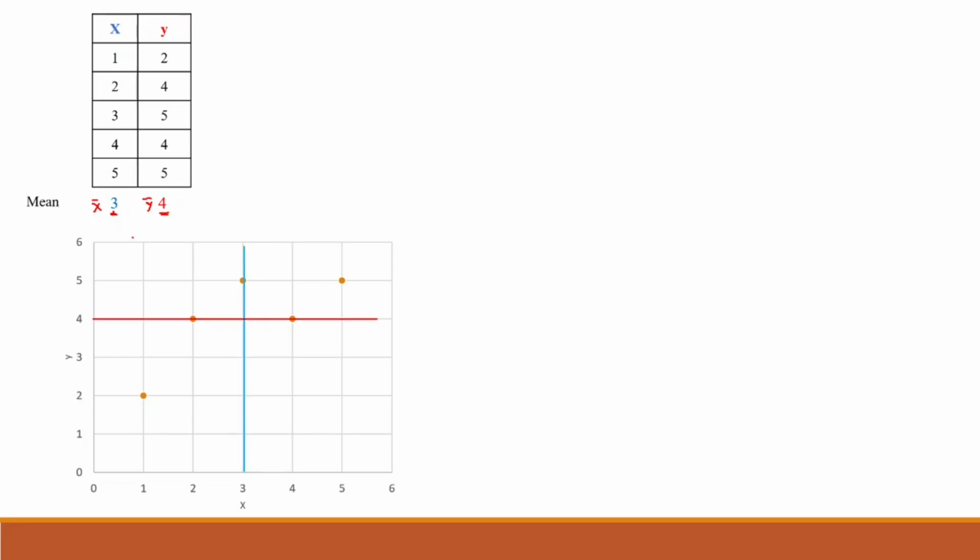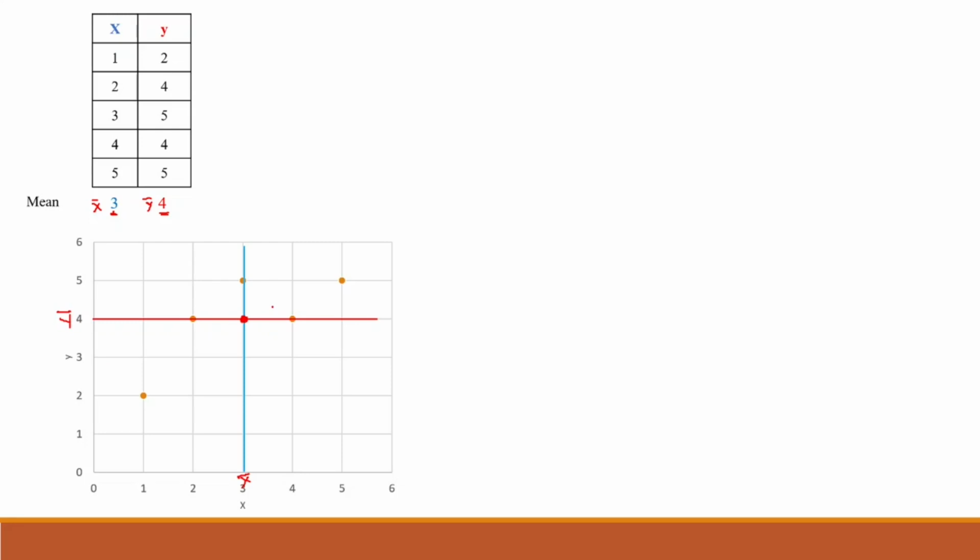Then I'll plot that here. As you can see, 4 is the y bar value, and this is the x bar value, the mean value. As you can see, x and y intercept at one point, isn't it? This point is very important, because the line we get for the slope will pass through this point.